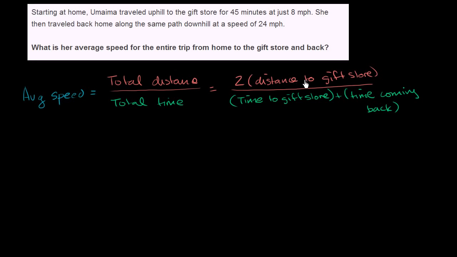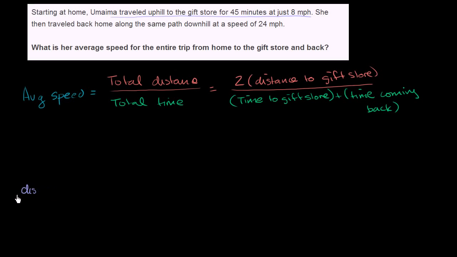So how do we figure out the distance to the gift store? No point here do they say the gift store is this far away. But they do tell us, in this first sentence, Umama traveled uphill to the gift store for 45 minutes at just 8 miles per hour. So we're given a time and we're given a speed. We should be able to figure out a distance. So let's just do a little bit of a side here.